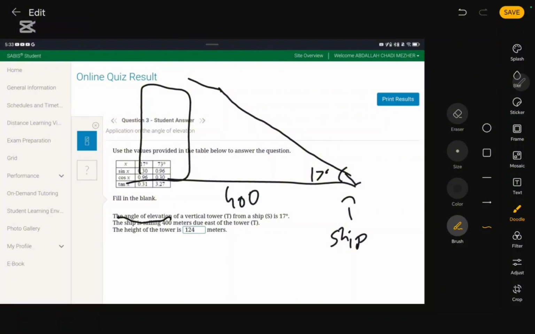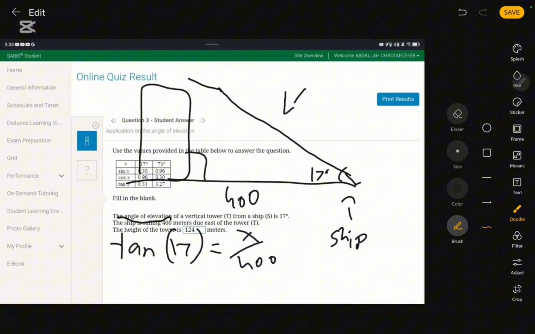The height of the tower is something meters. So to find it, you have the adjacent, because this one's the hypotenuse. Right here is the hypotenuse. We don't want that, because we have the adjacent and we have the opposite. So we're going to be doing tan 17 equals, tan is opposite over adjacent, so we're going to do x over 400.